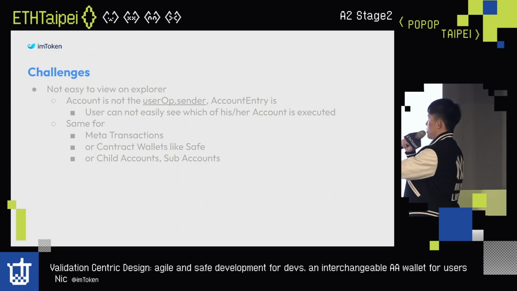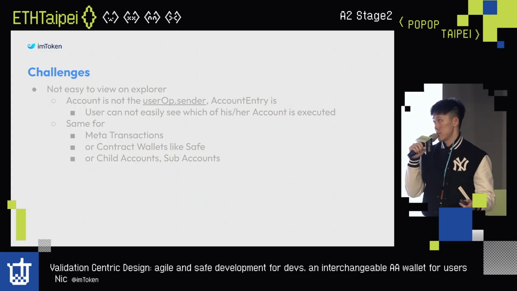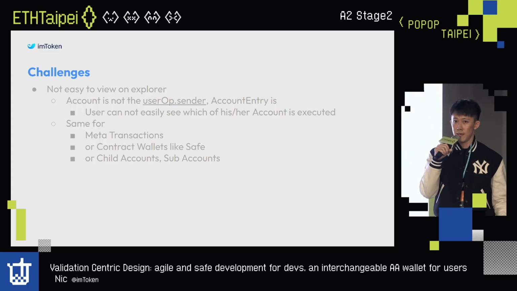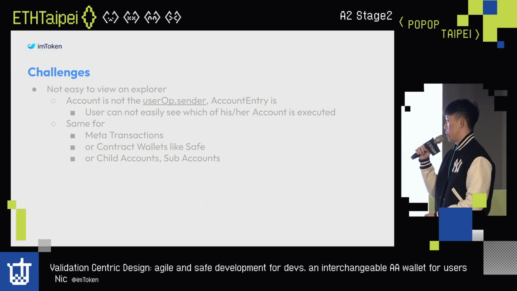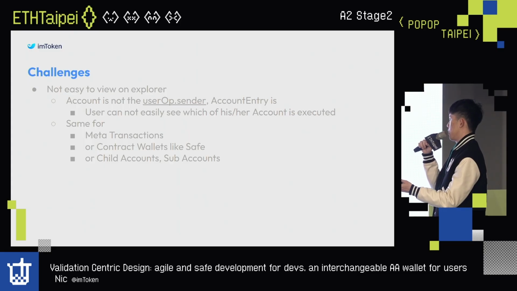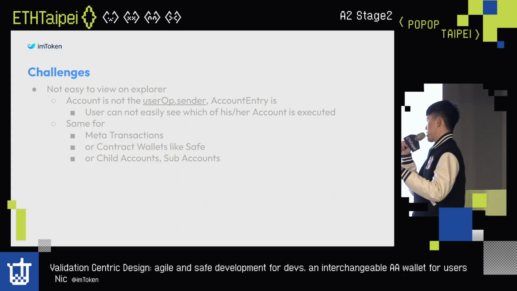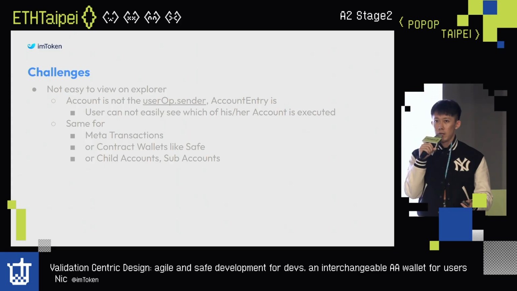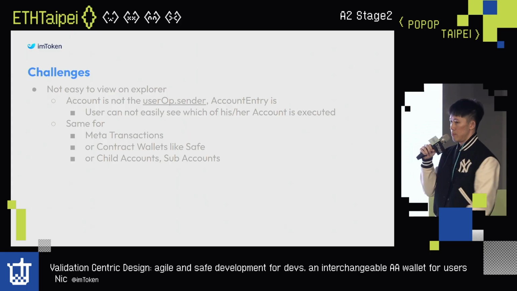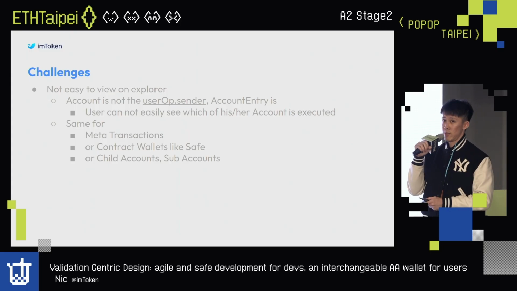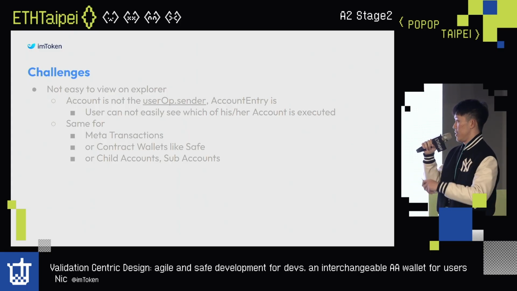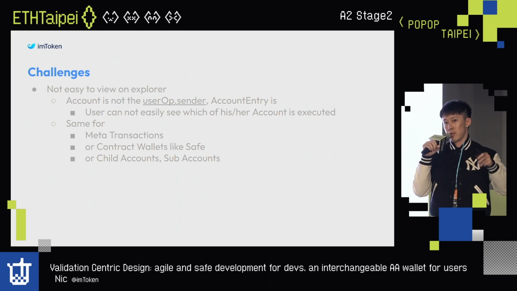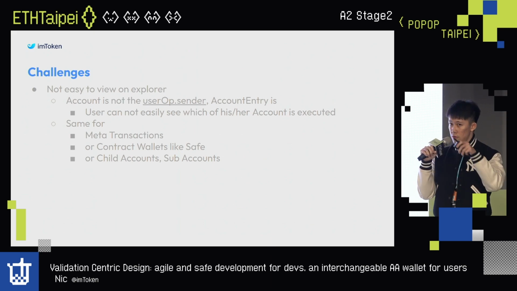It's also the same problem for meta transactions, or for contract wallets like Safe, or for some wallet services experimenting with child accounts and sub-accounts. They all have the same problem that it's not easy to view on the Explorer, because this is all an internal operation, an internal part of the transaction.